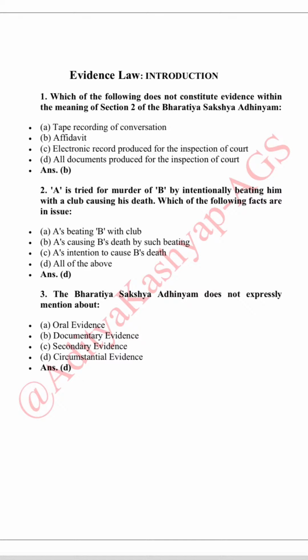Question number 2. A is tried for the murder of B, by intentionally beating him with a club causing his death. Okay, which of the following facts are in issue? So A beating B with a club, it is a fact in issue. A causing B's death by such beating, तो ये भी fact in issue है ना. और A's intention to cause B's death, तो ये तीनों essential issues हैं. So all are correct options, right?